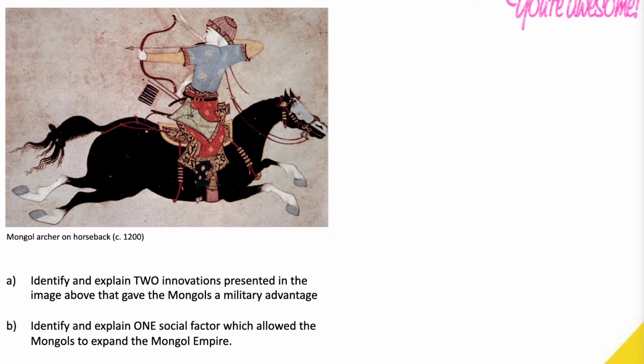So some of the things you may come across. You have an archer on horseback. You have the saddle. You have stirrups. And you have the compound bow.